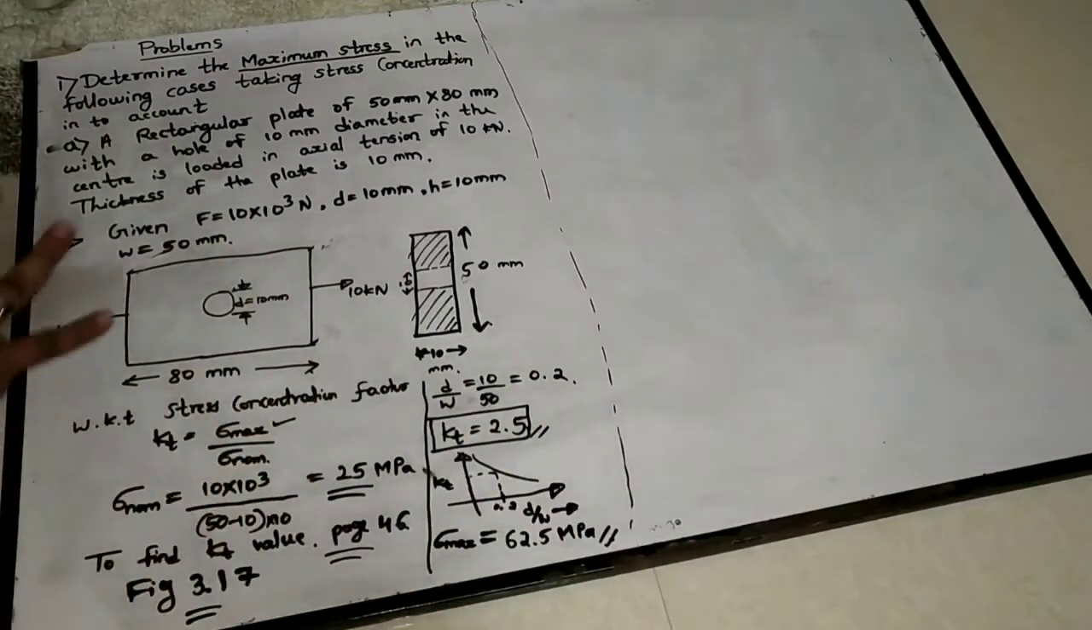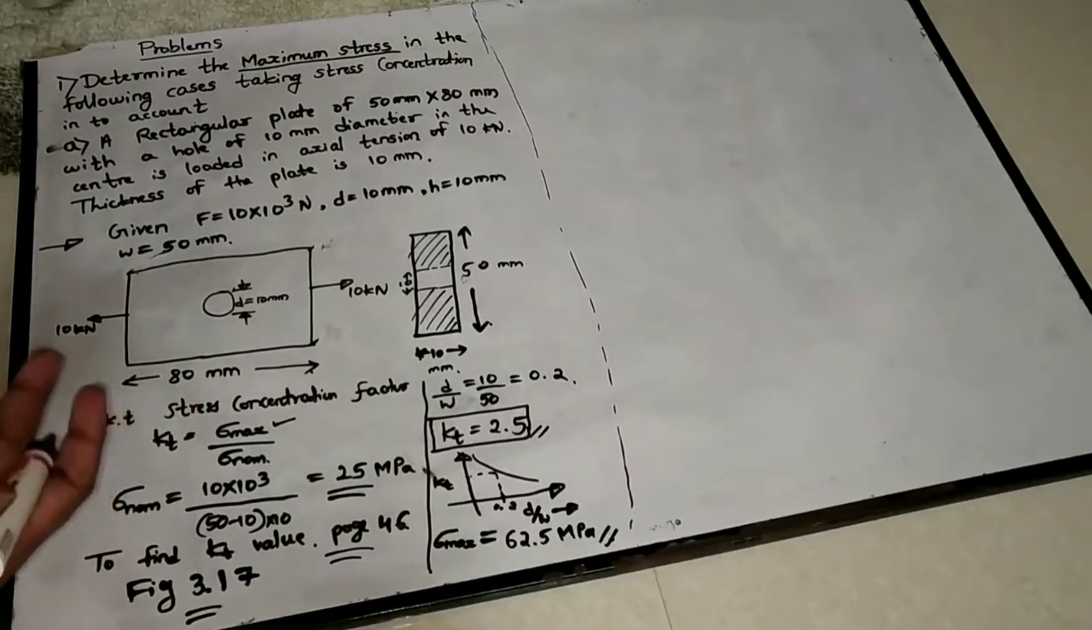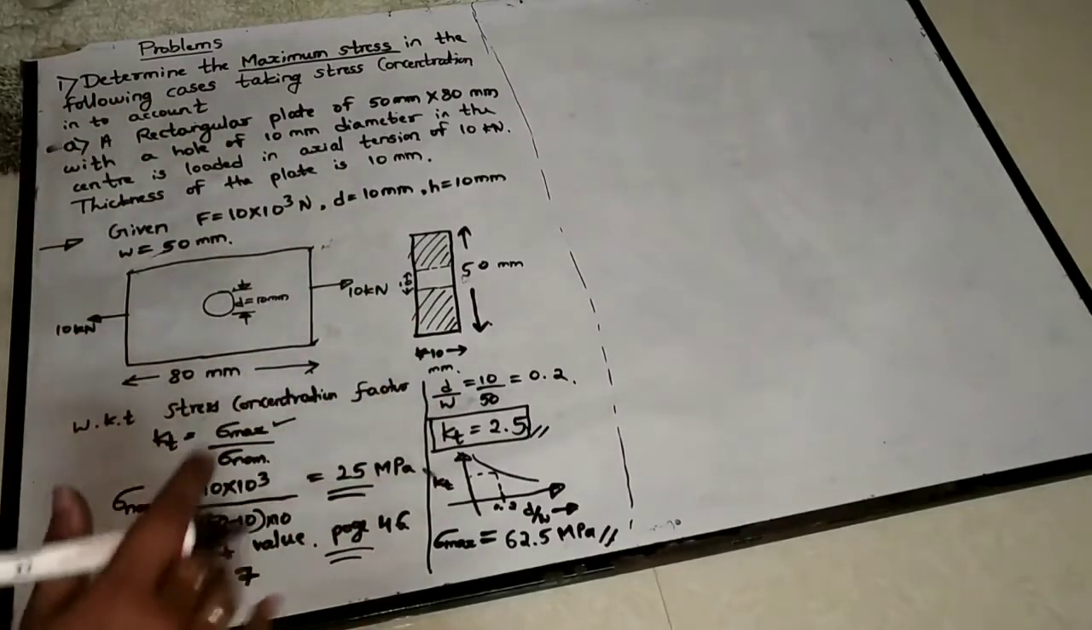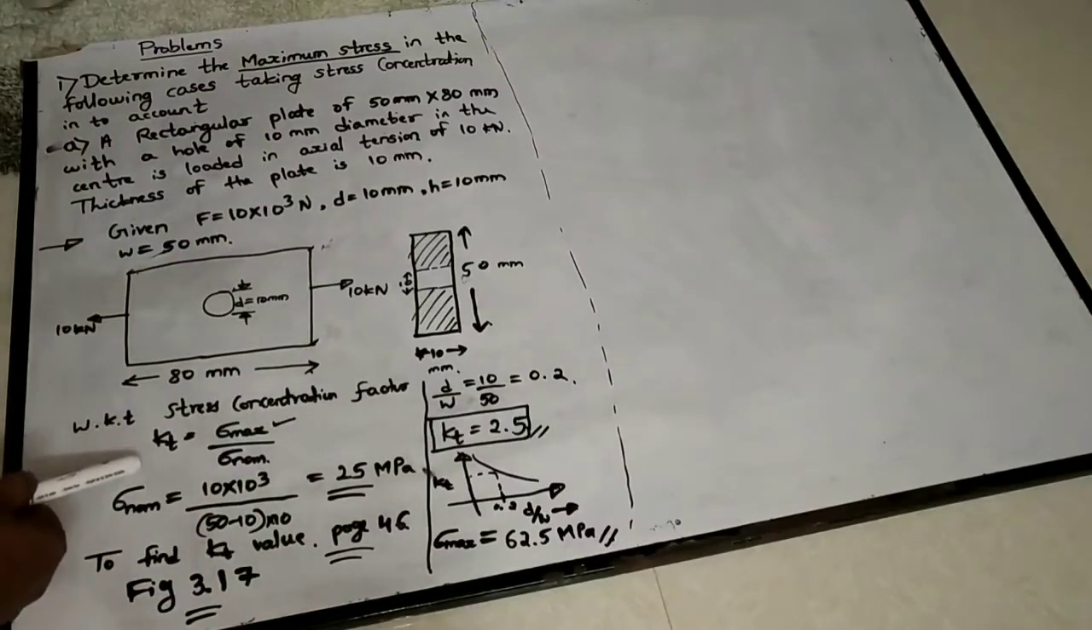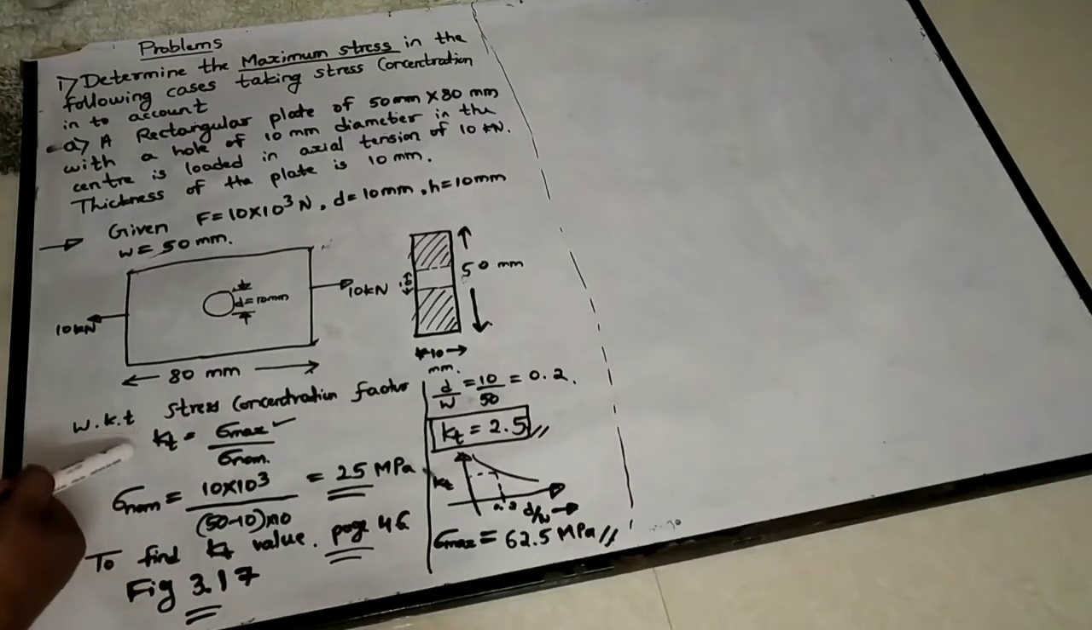So very simple problems. If you have attended the previous lecture, that was about 45 minutes lecture, and that is clear, then this is very easy. First write this relation, nominal stress first you find, then using graph you find KT. Multiply these two, you will get maximum stress. Okay. So this is case number 1. I hope you have understood this. So now we will move to case number 2.